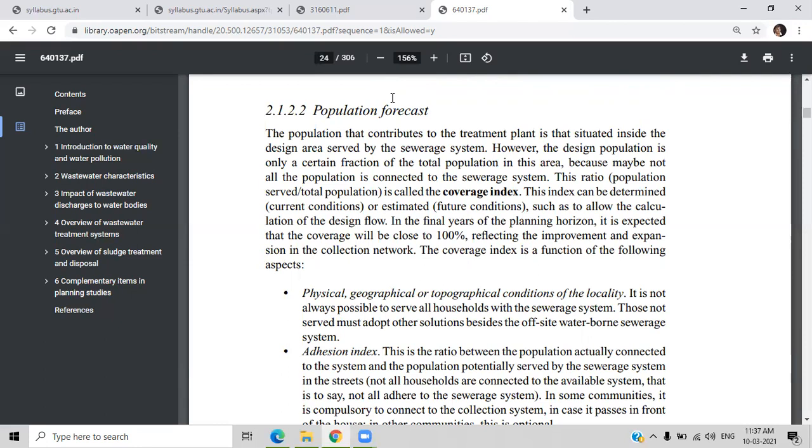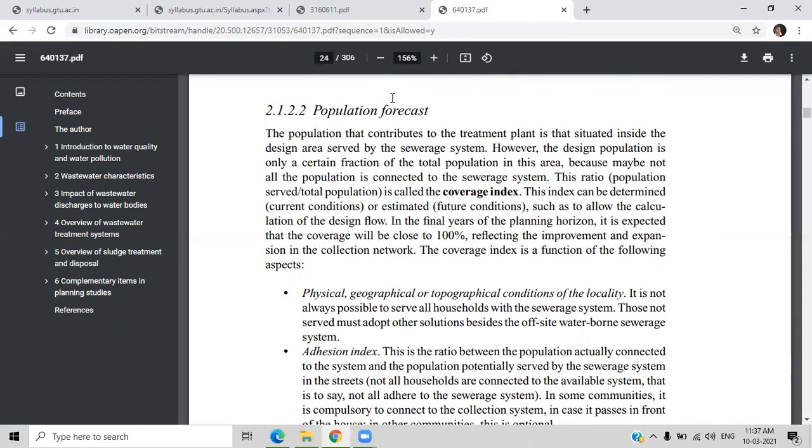when we collect the various data from the various ULBs, urban local bodies, after collecting and interpreting the data, we have to reach the coverage close to 100%, reflecting the improvement and the expansion of the collection network. The coverage index depends on a variety of features. Like the first is the physical, geographical, or topographical condition of the locality. So it is not always possible to serve all the households with the sewerage system. Those not served must adopt other solutions.